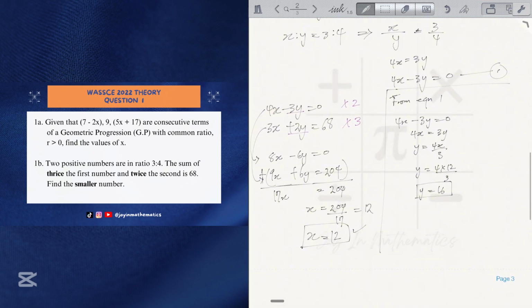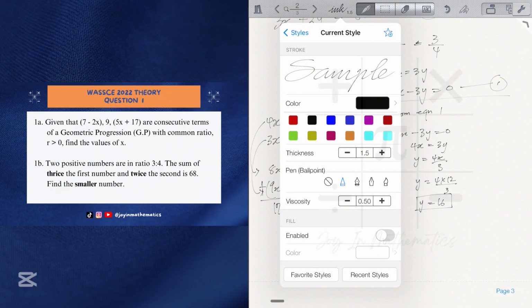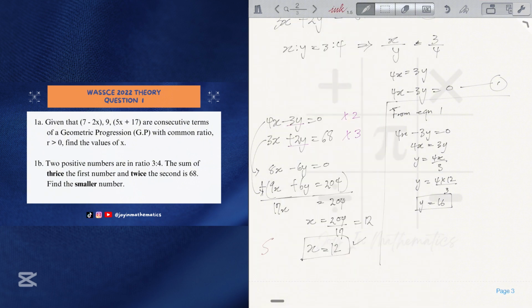Now, what does the question say? It says we should find the smaller number. So the smaller number is x, which is equal to 12.